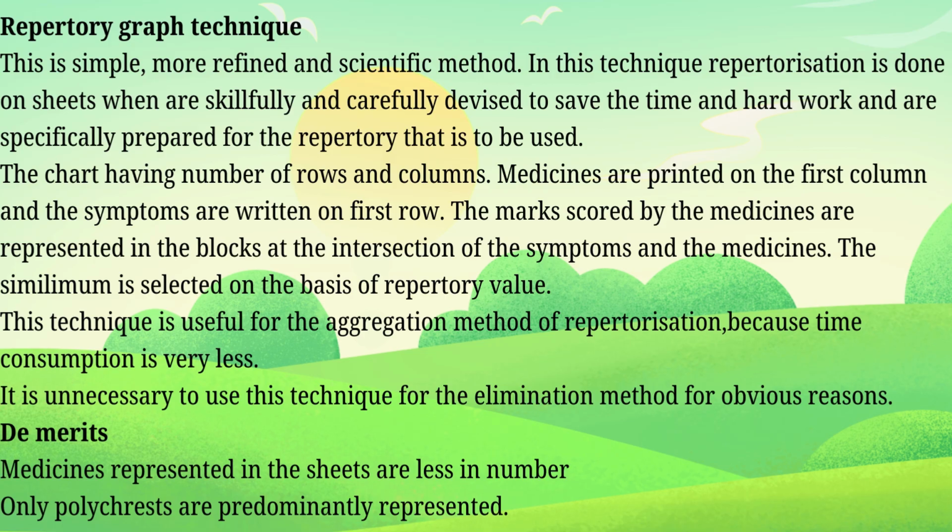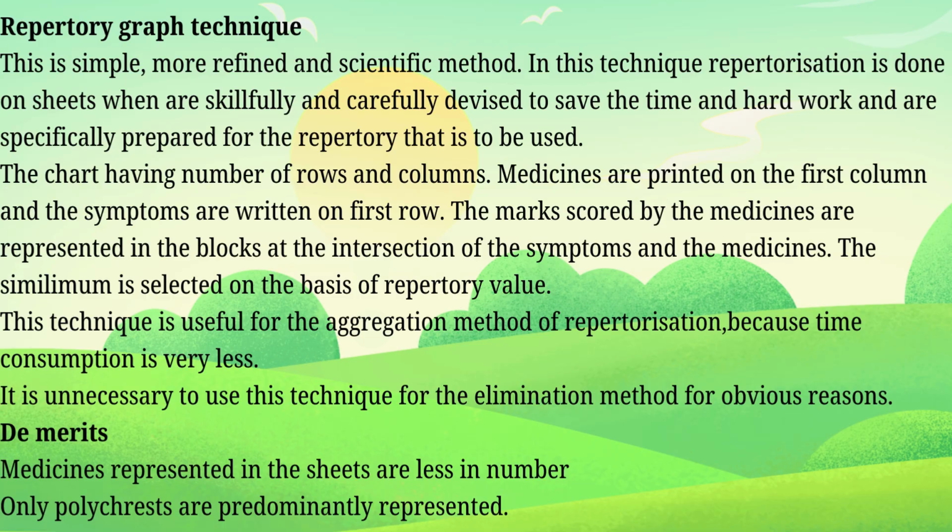For the cascading elimination, as soon as the medicine hits a 0, it is disqualified from further repertorization, thus eliminating it. Repertory graph technique. This is a simple, more refined and scientific method. In this technique, repertorization is done on sheets which are skillfully and carefully devised to save time and hard work, and are specifically prepared for the repertory that is to be used.